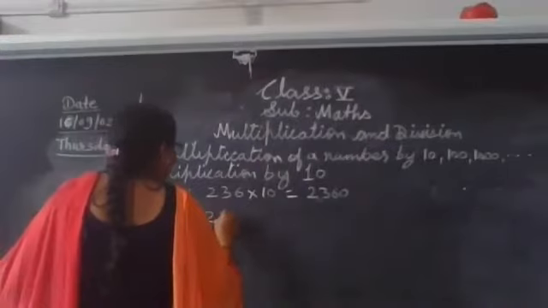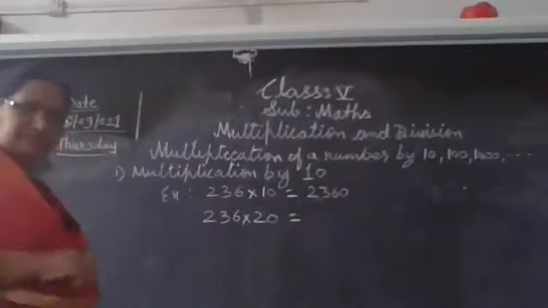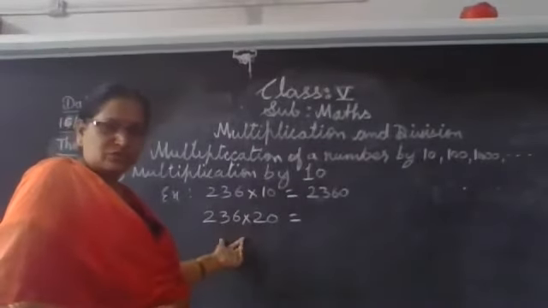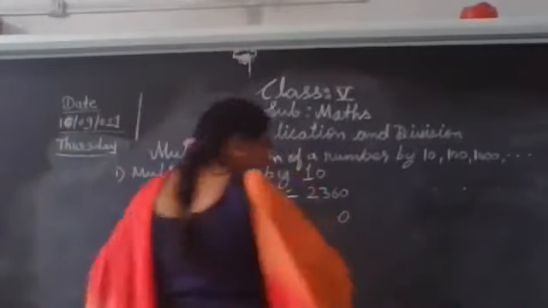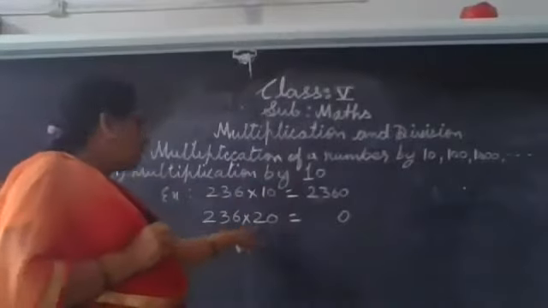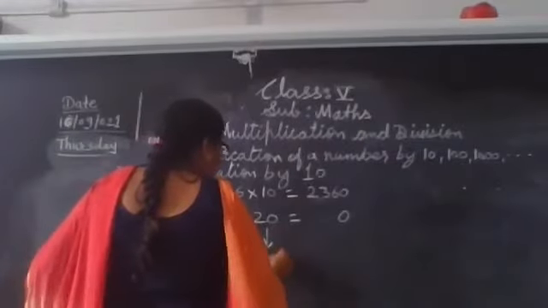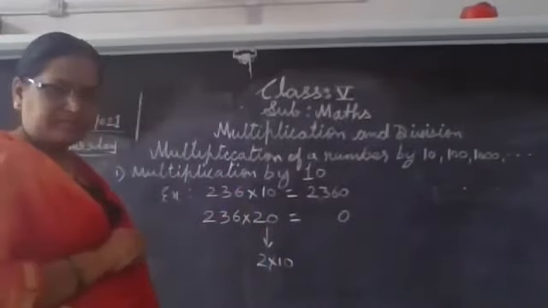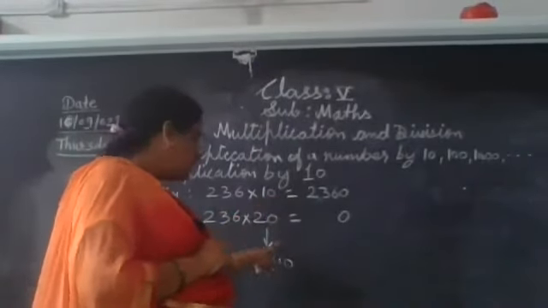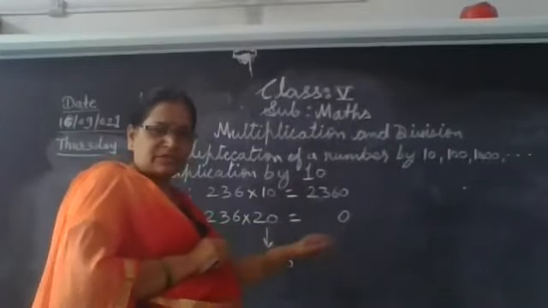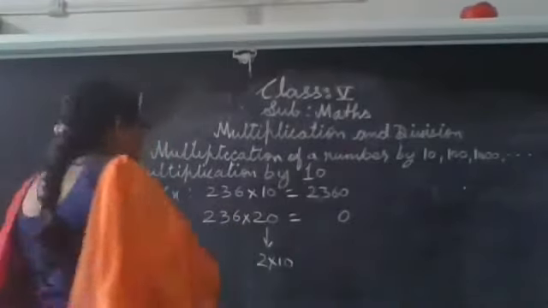And if 236 is multiplied by 20, what to do? 20 has 1 zero. So we will write 0 first in the unit place. How is it 20? Here we divide this 20 into 2 into 10. So we will put the 0 first. Now what is left? 2. We will multiply this number by 2.